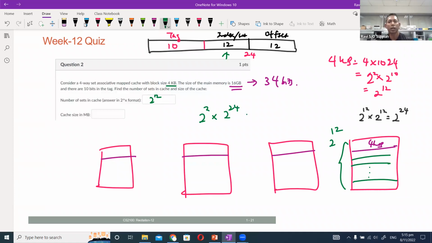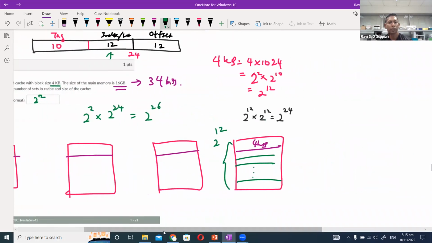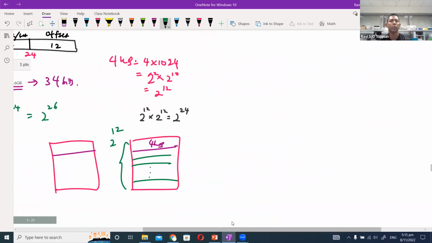All right, so this is your answer, right? 2 to the power of 26. Now, how do I relate this to megabyte? This is also one of the Slido questions, so let me come to that now so that we get this out of the way. How do I relate these numbers to the kilobyte, megabyte, and so on?